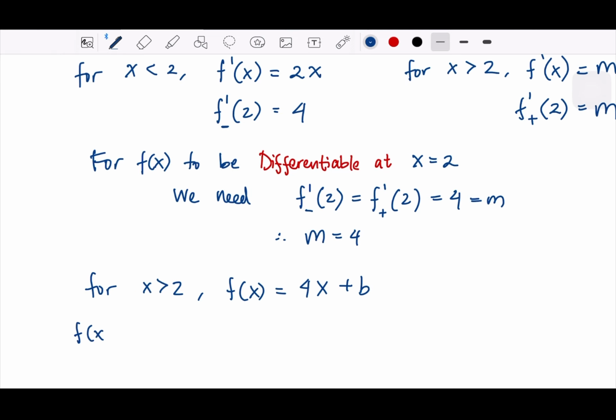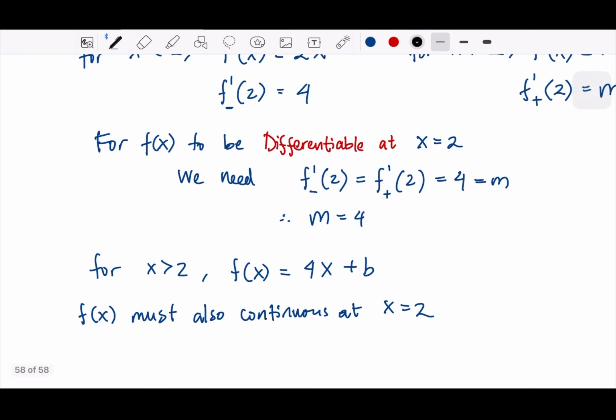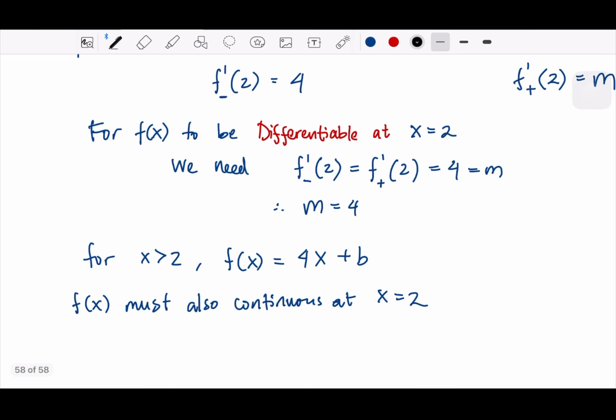So f of x must also be continuous at x equal 2. What is the meaning of continuity or continuous? Continuous means, if we learned before about limit, we have the limit, and the limit is equal to the function itself at that point. Okay.